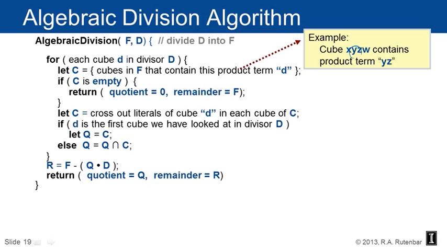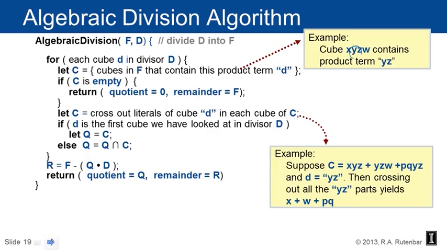The next line of the algorithm says, let C equal, cross out the literals of cube d in each cube of capital C. And that just means that suppose capital C was something like xyz plus yzw plus pqyz, and suppose the divisor cube small d was yz. Then crossing out all of the yz parts is as simple as going up here and crossing out all of the yz parts, and what's going to be left over is an x from the first term, and a w from the second term, and a pq from the third term, and I'm going to get x plus w plus pq.